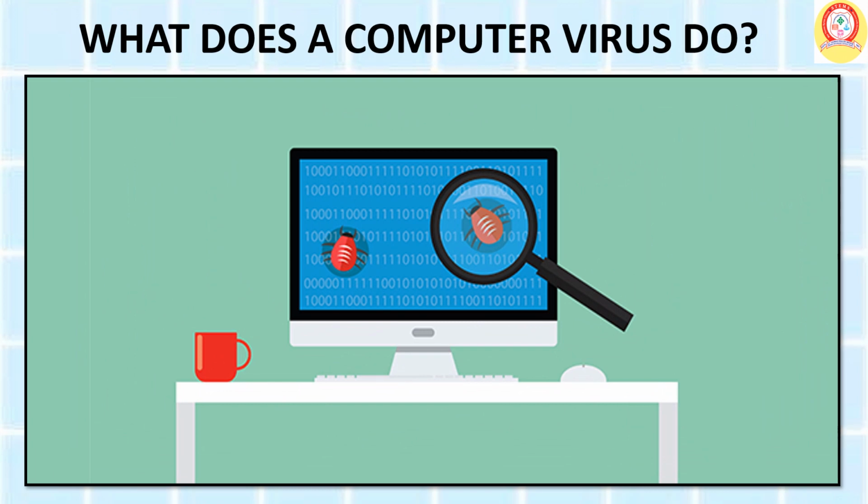What does a computer virus do? Now children, a computer virus tries to take control of the computer system it has infected. It makes copies of itself and tries to carry out the harmful task that it is programmed to do. This process can happen so quickly that the user is not even aware that a virus is present in the computer. Some viruses are programmed to activate themselves at a certain date or time.